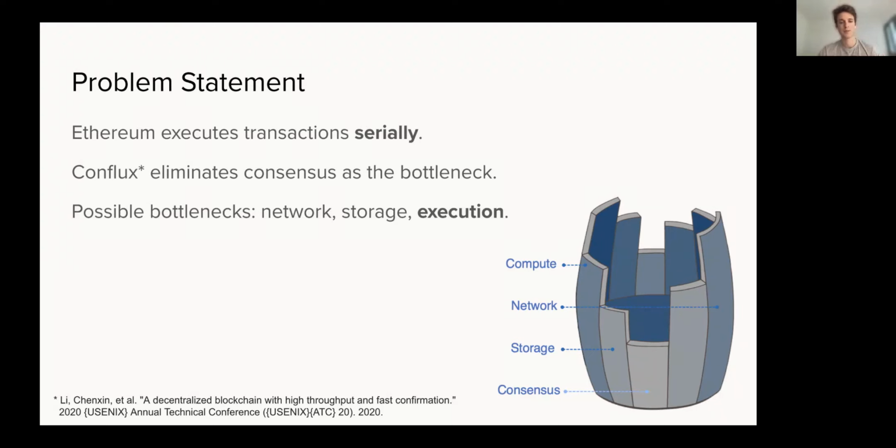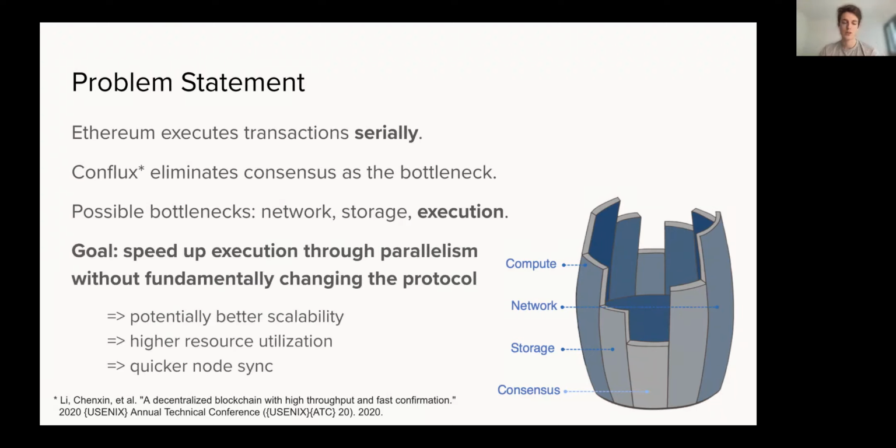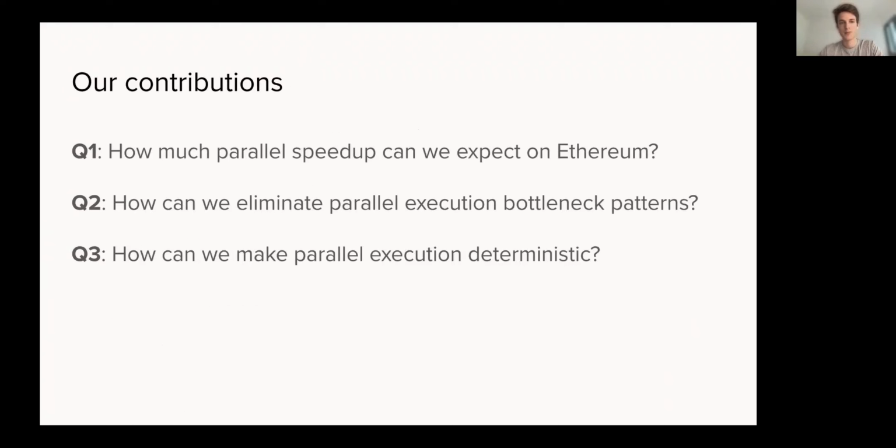so that's what we are looking at in this work. So our goal is to speed up execution through parallelism without fundamentally changing the programming model or the protocol of the blockchain. And the goal that we are hoping to achieve is potentially better scalability, higher resource utilization, and quicker node synchronization times. Our three main contributions are summarized in these three questions.